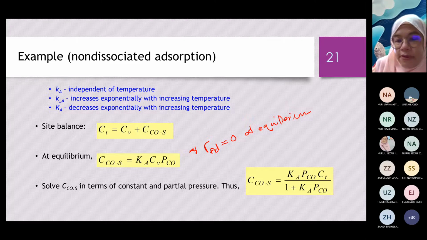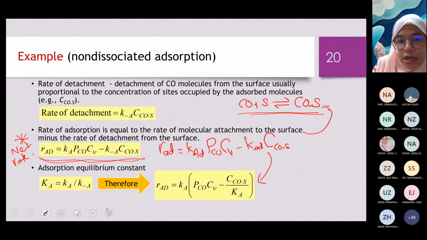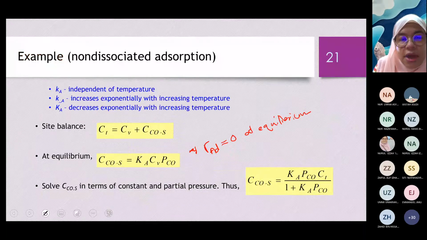Okay, so from the previous equation, at equilibrium, RAD equal to zero. So KA automatically equal to zero. Then the term in the bracket also equal to zero. So when this term equal to zero, we can rearrange for CCO·S. Okay, that's why we get this equation.